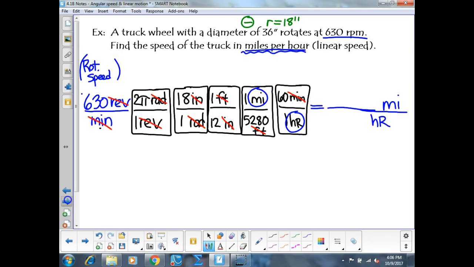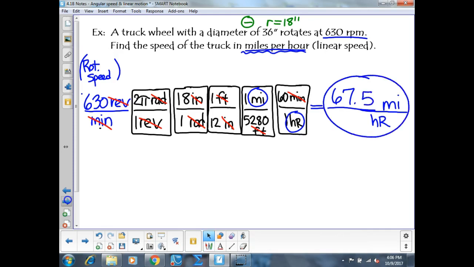And let's see, I'm going to do 630 times 2 times pi times 18 times 60. Those are all in the numerator. And then I'm going to divide that by 12, and I'm going to divide that by 5,280, and I get 67.5 miles an hour. Pretty cool, huh? So that 36-inch diameter wheel going at 630 RPMs is going 67.5 miles per hour.